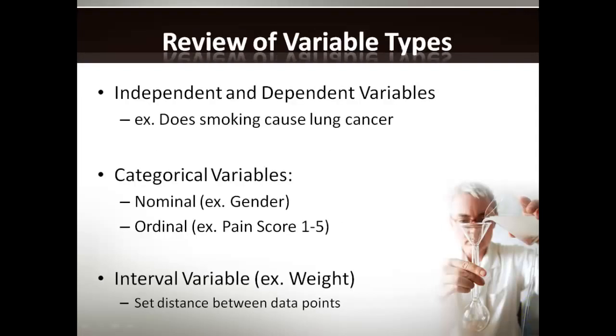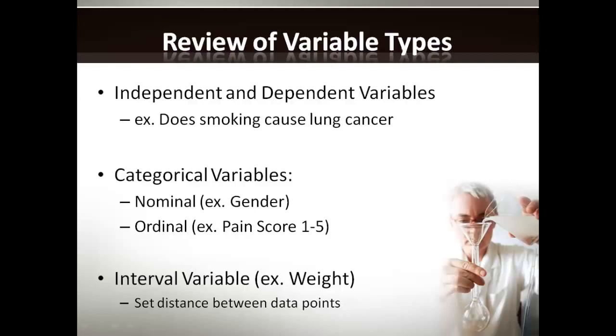Now I'd like to do a brief review of variable types. There are independent and dependent variables. The independent variable is the variable that we control or change. The dependent variable is the variable that we measure. So in the question, does smoking cause lung cancer, smoking is the independent variable and lung cancer is the dependent variable.